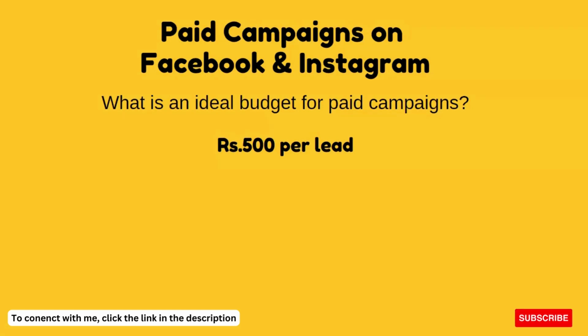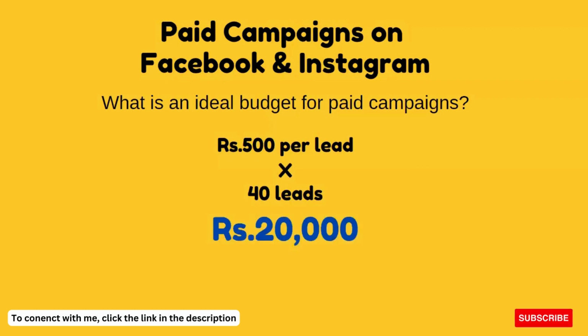Now we are looking at 40 leads, right? To get these 40 leads, simply multiply 500 by 40. The amount that you'll have to spend on Facebook in the next 90 days for paid campaigns is going to be 20,000 rupees. Clear with this calculation? It's a very simple calculation. Now suppose instead of 40 you want to target 60 leads. In that case your paid campaign budget will be somewhere around 30,000. So this is the way you actually budget yourself.